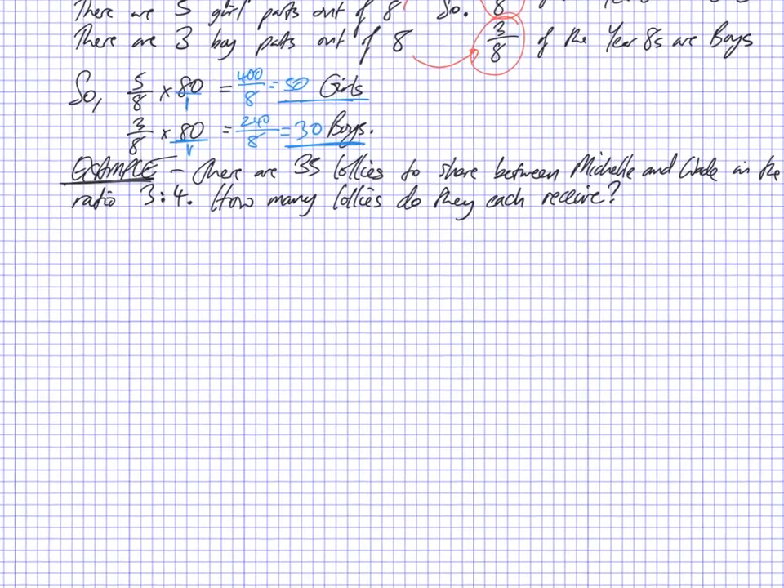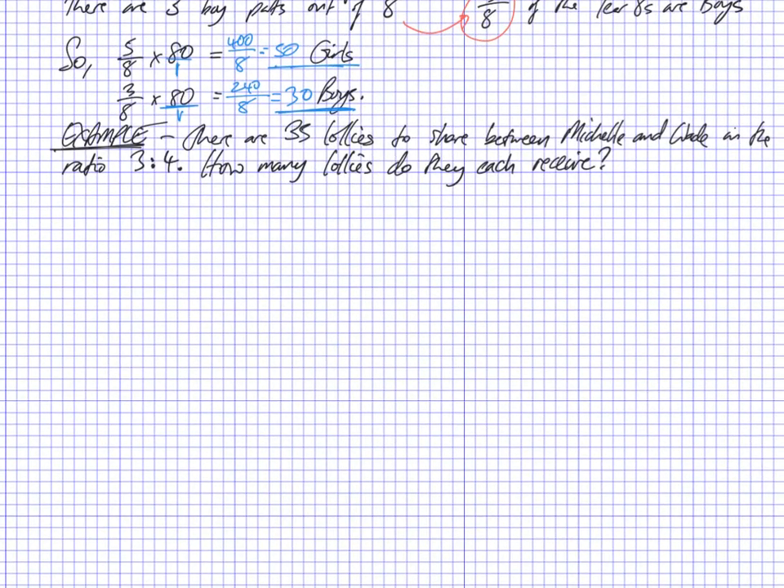Let's do another problem, less guided. There are 35 lollies to share between Michelle and Wade, so that's my total, in the ratio of 3 to 4. How many lollies do they each receive? So do the same approach. Total parts is equal to 3 plus 4. There are 7 total parts. 3 out of 7 go to Michelle, and 4 out of 7 go to Wade.